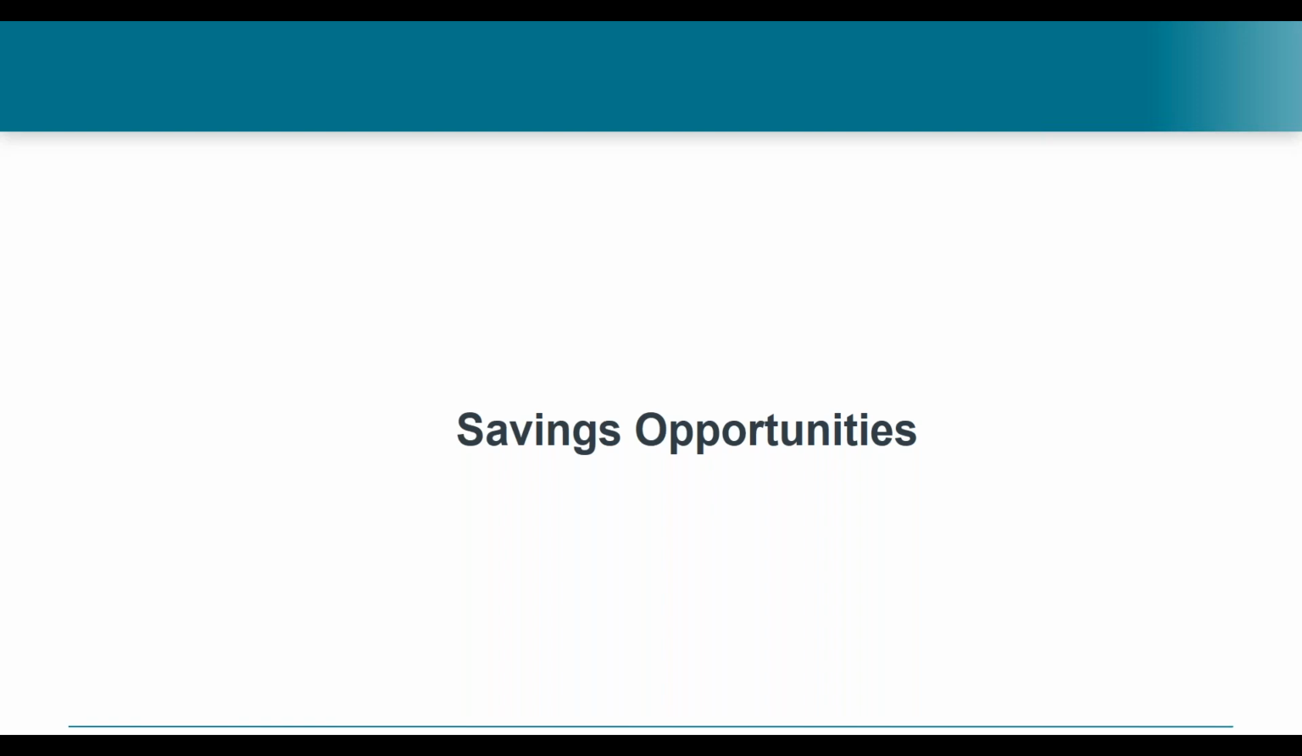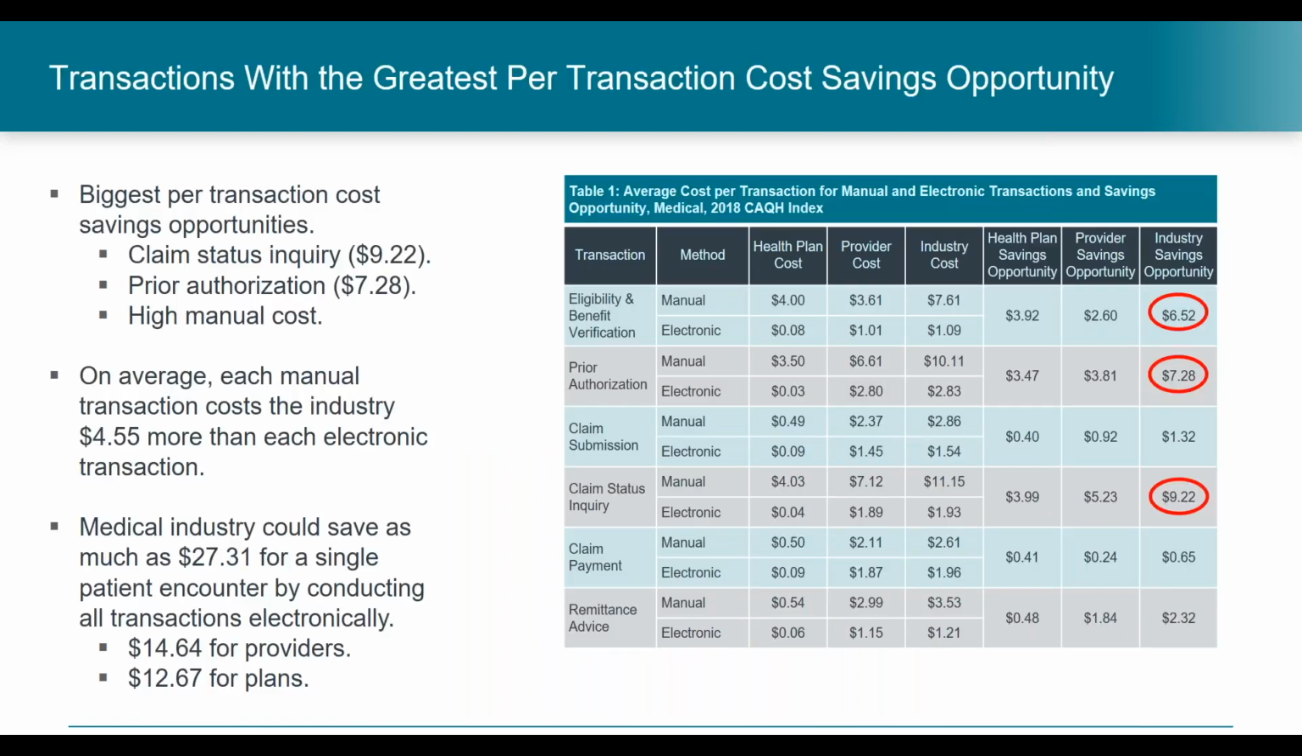And by doing this, it will help us understand what transactions and sectors are actually driving the savings opportunity so that we can focus on them as we move forward from an industry perspective as well as for providers and plans. So on a per transaction basis, the biggest savings opportunity is for claim status, followed by prior auth and eligibility and benefit. And you'll see that we've circled those in the right-hand column of the table.